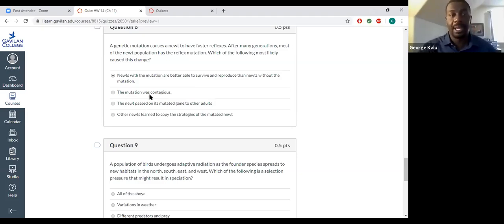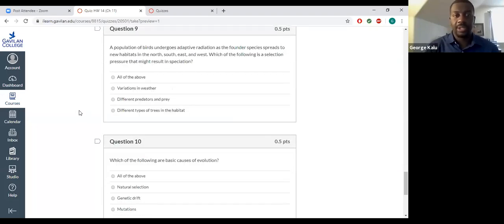mutation. B cannot be correct because mutations are not contagious. You cannot pass one mutation from one adult to another. And that also kind of goes for C as well. And then D, it can't be true because newts are not going to be able to just copy a mutated gene or a mutated strategy. It's all going to be based on whatever's in their own DNA. Cool. All right, good. Number 9.